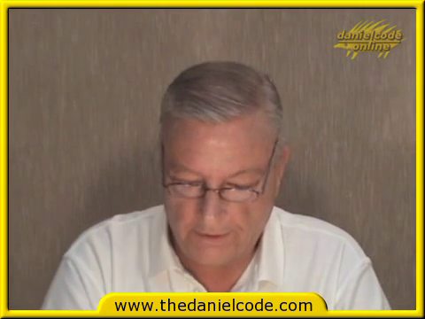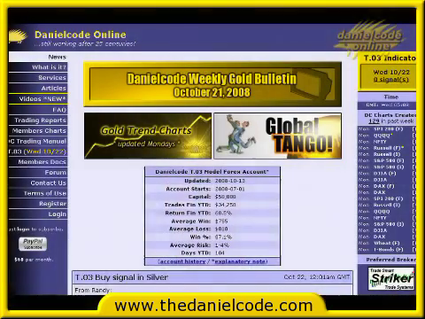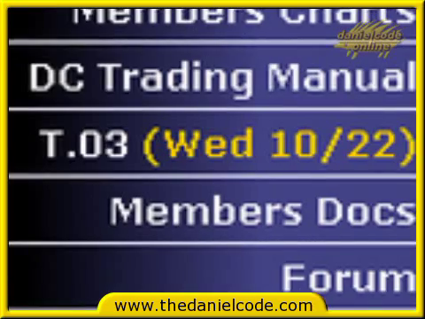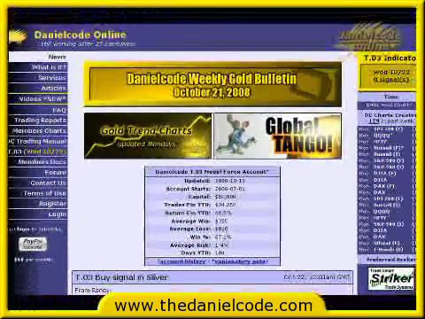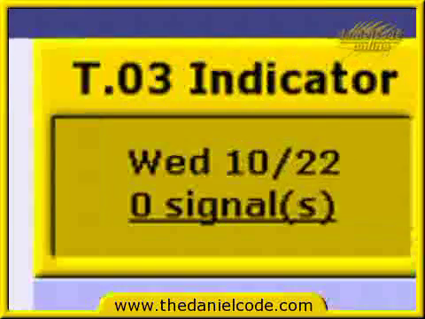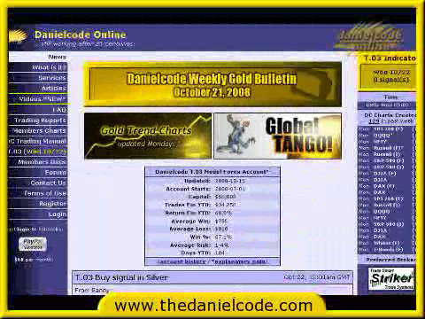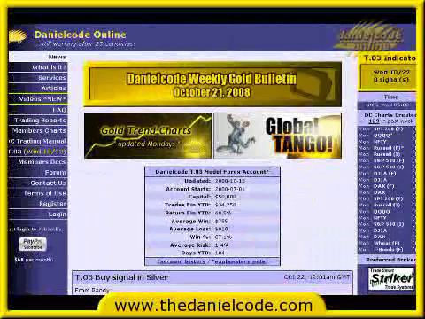Let's look at the website, and you can see that there are two tabs on the landing page for the T.03 signals. One of them is on the left and the other one is a large bright box on the right top. Now the T.03 signals are not part of your subscription. The nominal subscription that we charge for the Danielcode covers the Danielcode numbers.